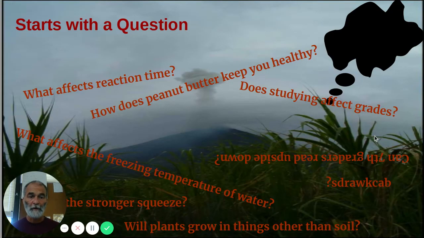So we start off with a question. The scientific method begins with a question that you're going to be researching. We are going to be doing in class, or you at home are going to be doing, the question at the top left: What affects reaction time? But there are many different questions that can be used in different experiments, some of which are listed here, others you can just come up with on your own.